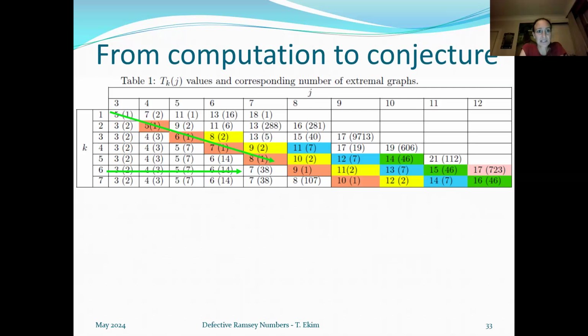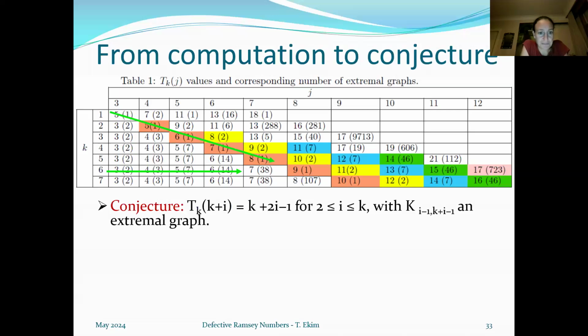Okay, this is the last part, which will also be my conclusion. So these are the T, K, J values that we obtained. And from computation to conjecture, these tables helped us to formulate some conjectures. Well, this is the conjecture: T_k,k+i equals k plus 2i minus 1. When you look at the diagonals, like the green, orange, then yellow, then blue one, it follows this formula.